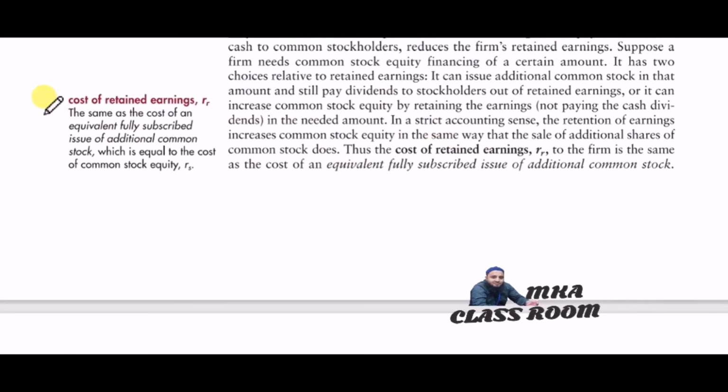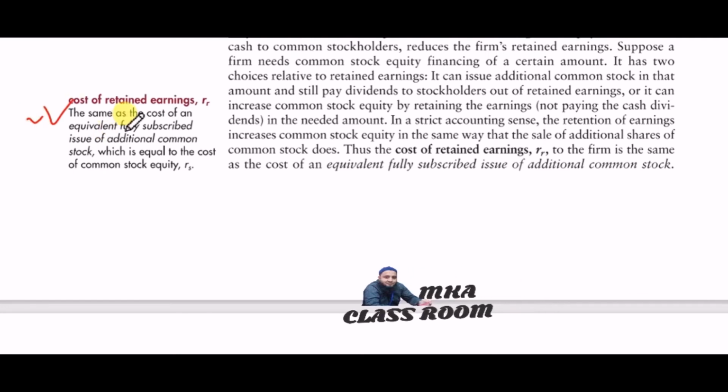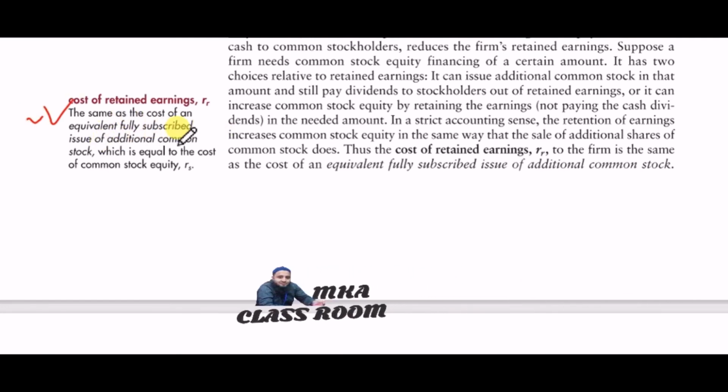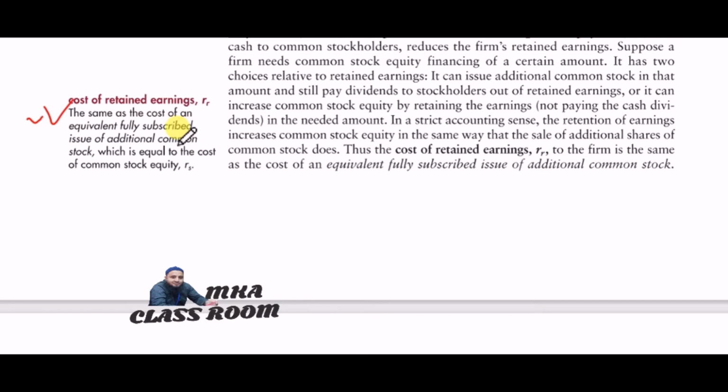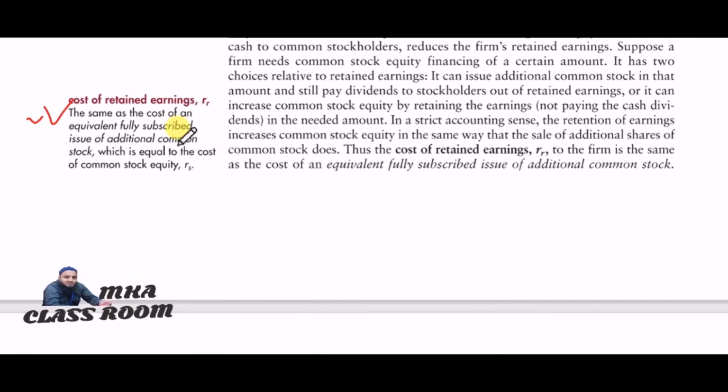Then the cost of retained earnings is the same as the cost of an equivalent fully subscribed issue of additional common stock, which is equal to the cost of common stock equity, RS.